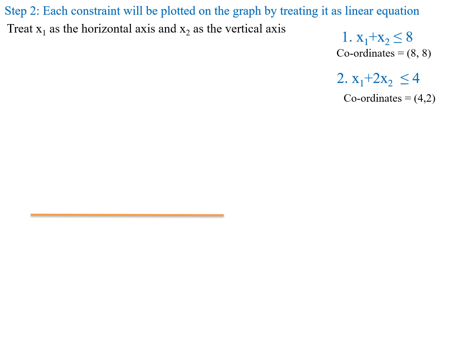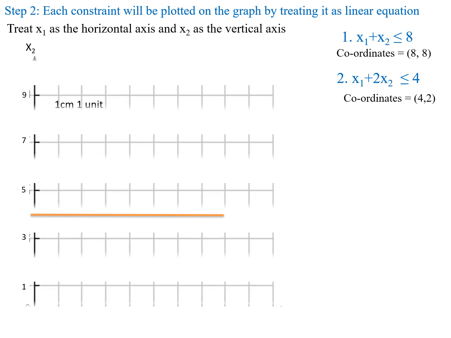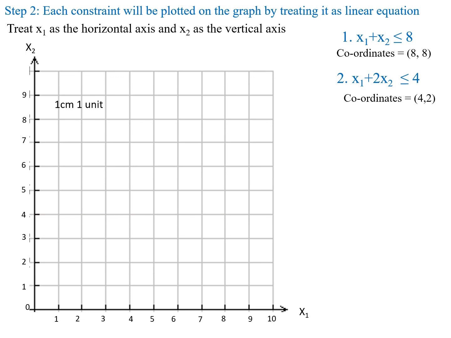So next we have to draw a horizontal and vertical axis on the graph by treating x1 as the horizontal axis and x2 as the vertical axis. Then we have to observe the coordinate values of each constraint. Here maximum value is 8 for the x1 and x2 variables for the two constraints. Then take the maximum value 8 and make divisions on the x1 and x2 axis and consider 1 centimeter for each division.